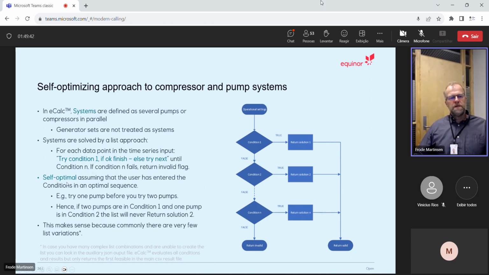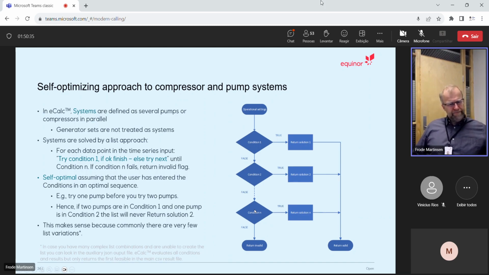Now, this is self-optimizing, assuming that you put it in a sensible sequence. So if you tried two pumps first, and condition two was one pump, well, if it fails at condition one, it will always fail at this one. That's not self-optimal. You have to put it in so that the objective function, the energy consumption or capacity, is monotonously increasing. So self-optimizing relies on your brains. It's okay to have it like this, because in reality, maybe you have six pumps at the most. You're not having 50 pumps. It's not that hard. So putting in an optimizer doesn't make sense.